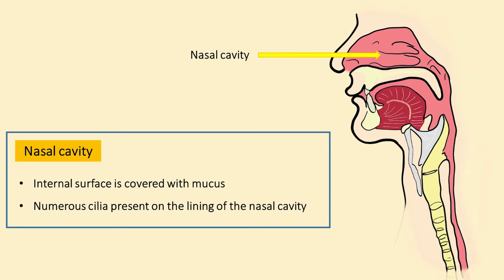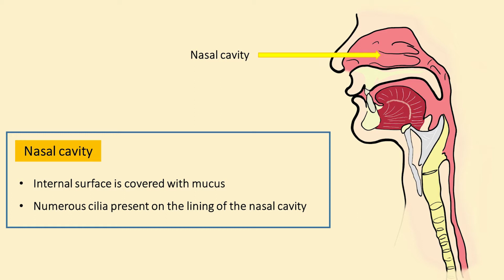Nasal cavity is the external opening of human respiratory system. The internal surface of nasal cavity is covered with mucus, and there are numerous cilia present on the lining of the nasal cavity. What is the use of cilia and mucus?